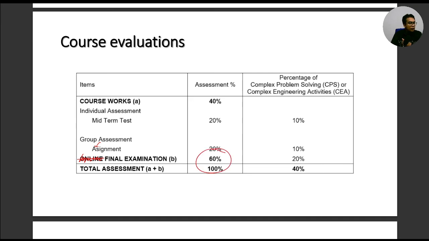Okay, speaking about CPS, complex problem solving, and CEA, this is suggested by the EAC. The level of what they call HOTS, higher order thinking skills, or in Malay KEBAT, kemahiran berfikir aras tinggi. We are required to set the whole assessment as 40% in total. That's the reason why we put the midterm at 10% numerically, the assignment 10%, and obviously the majority is taken from the final exam assessment.